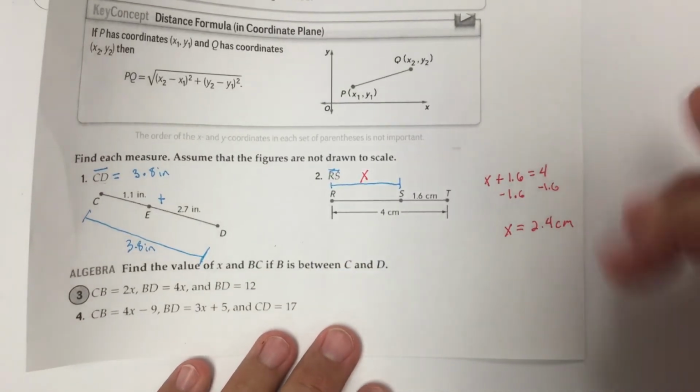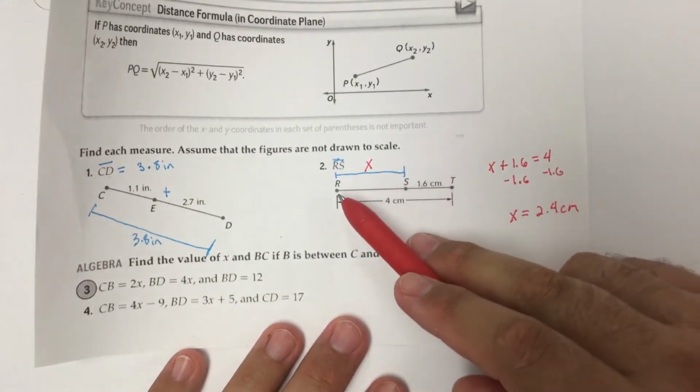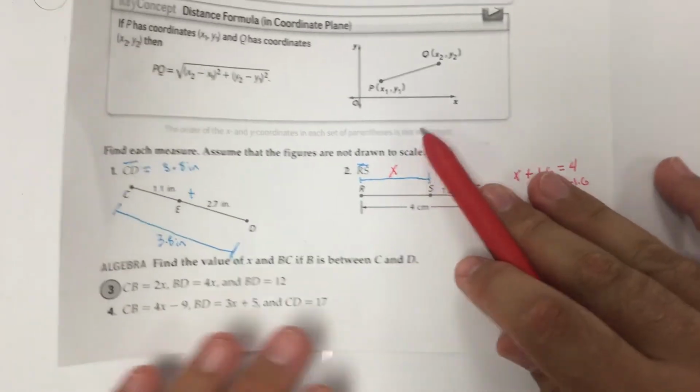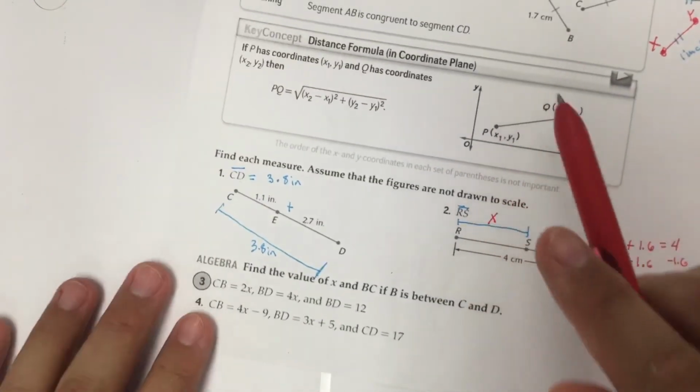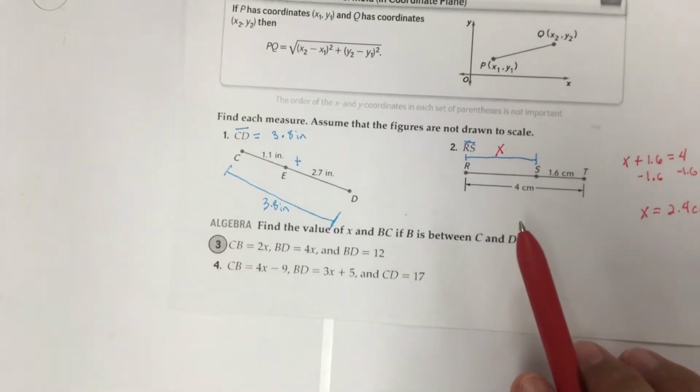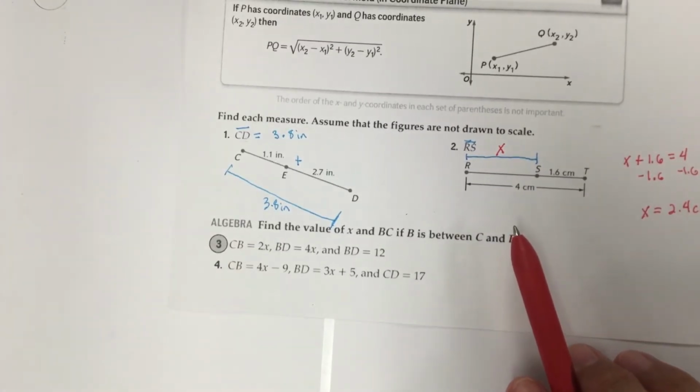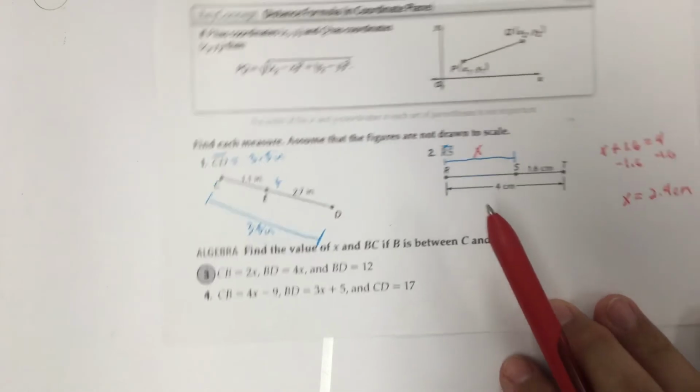This makes sense. I hope so. Notice I'm adding the two line segments to get my whole segment, right? And we're going to talk about this here in a second. This is what we call the segment addition postulate. And we're going to talk more about that in the next video, okay?